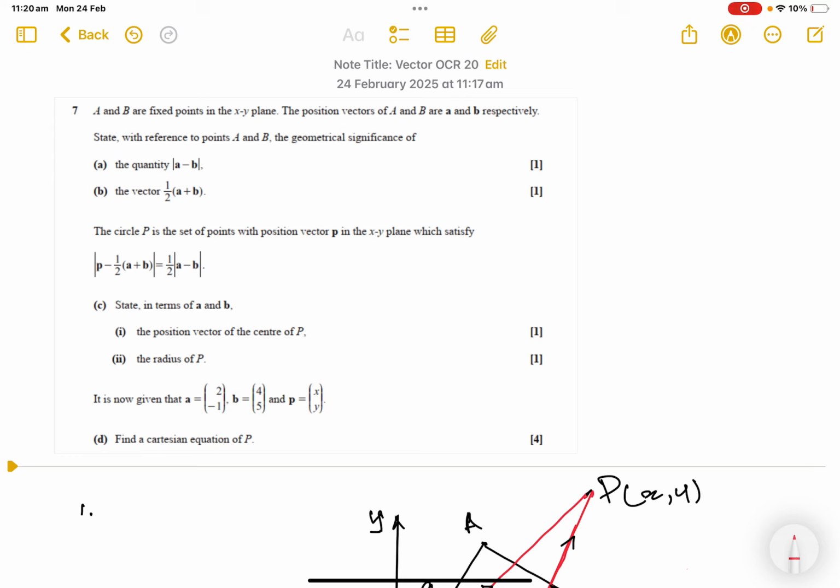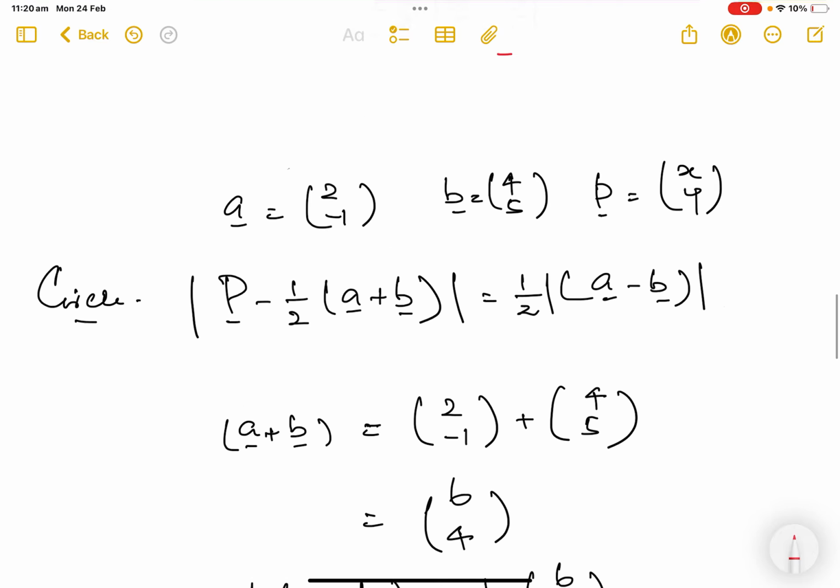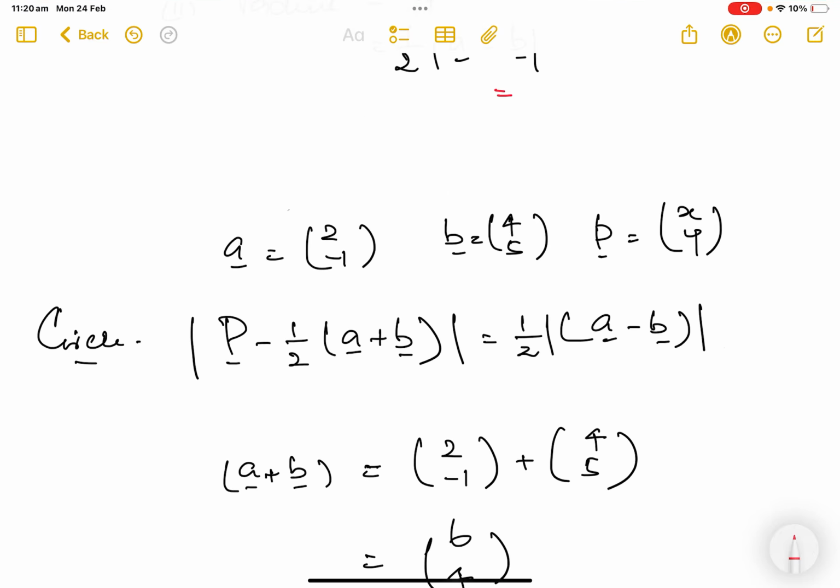It is now given A equals the column vector 2, minus 1, B is the column vector 4, 5, and P is the column vector x, y. Find a Cartesian equation of P, the circle equation in Cartesian format. Right, A is 2, minus 1, B is 4, 5, and x, y is P.